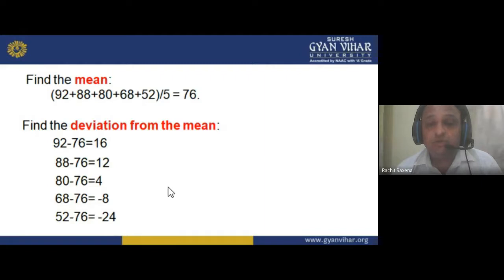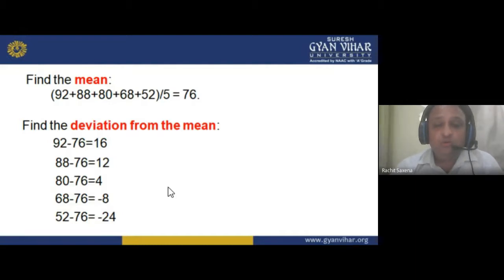92 number. So what is the difference between 76 and 92? Just take a difference of it, subtract it. So 92 minus 76 will give you 16. The difference is 16. Now B student scored 88, but the average is 76. So 88 minus 76, what are we getting? 12. Again C student scored 80 marks, but the average is 76. So 80 minus 76, 4, nearby the average.